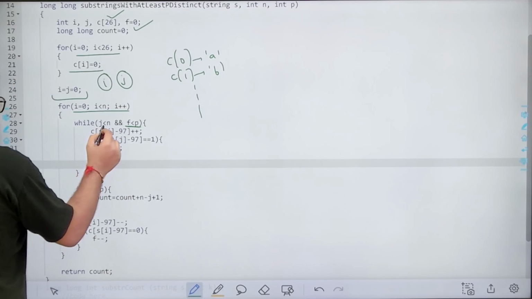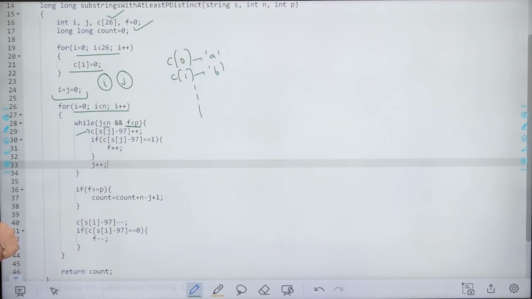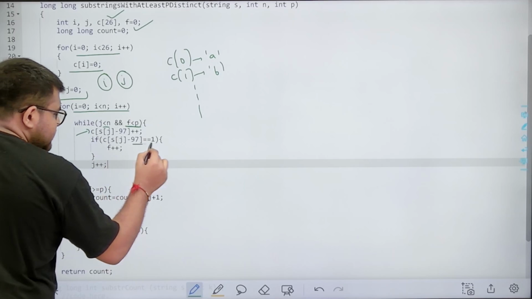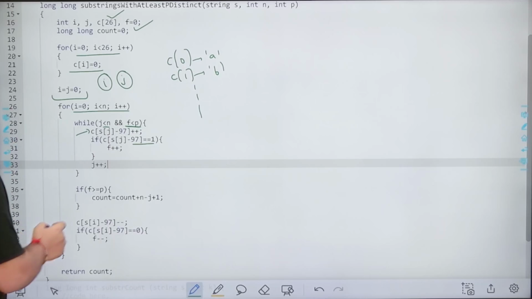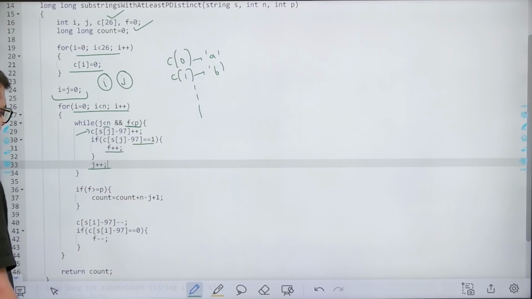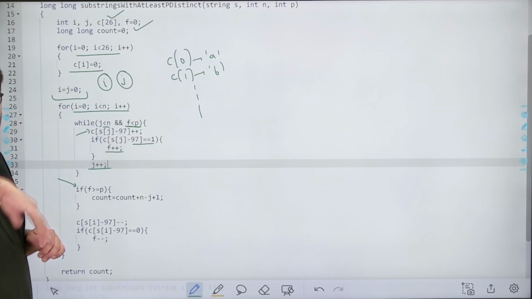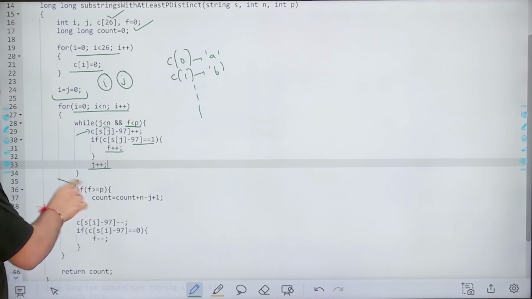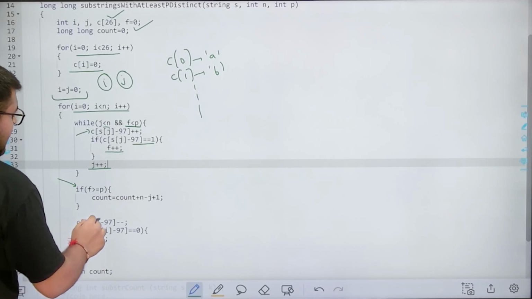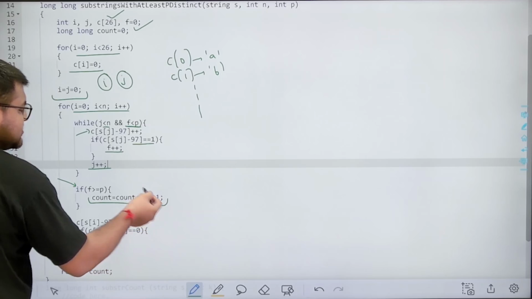Okay, so while j is less than n and f is less than p, increment the count of the jth character. And if that count equals 1, it means that a new distinct character has come. So we'll increment f and then go to the next value of j. If the number of distinct characters is greater than or equal to p, so it might be possible that j became equal to n but the number of distinct characters is still less than p. So if it is greater than or equal to p, then I'll add to my answer: count equals count plus n minus j plus 1.